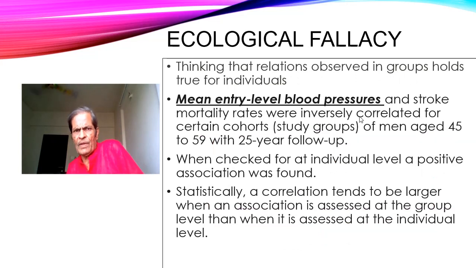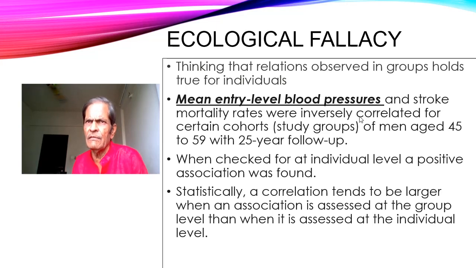Ecological fallacy occurs when there is a thinking that the relations observed in groups hold true for the individuals. You observe a certain relationship between a variable in the groups, particularly the means. So A is the mean of the first group, B is the mean of the second group, and C is the mean of the third group.